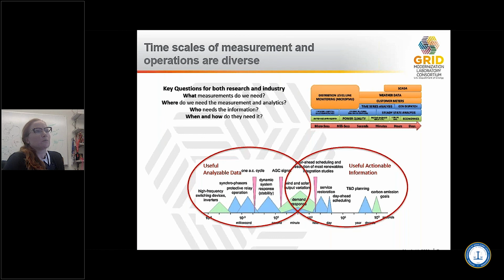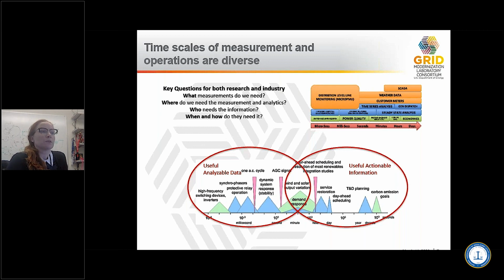So what do we actually want to measure and why? There are big questions for research and industry. There's been a lot of work into what the architecture of a sensing system should actually look like and getting the most valuable sets of information out of sensors that are being developed. So when we're talking about installing new measurement devices, we really need to think about what are we actually trying to measure? Where do we need the measurement analytics to be?